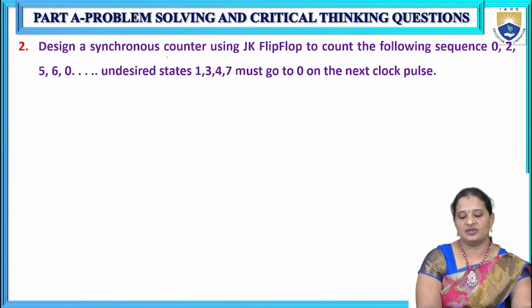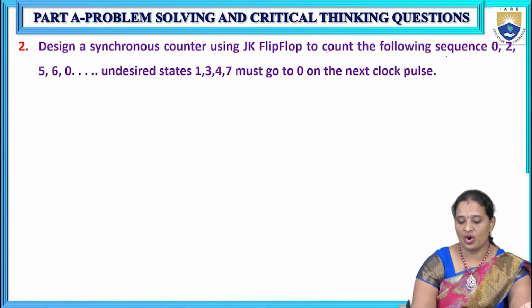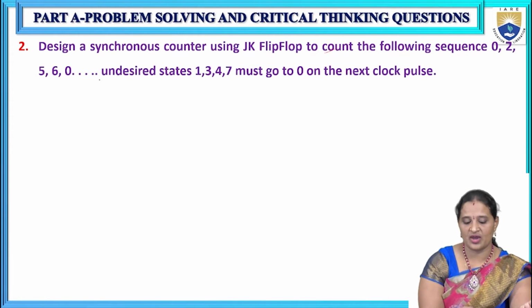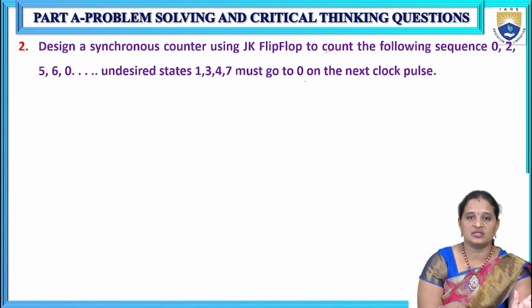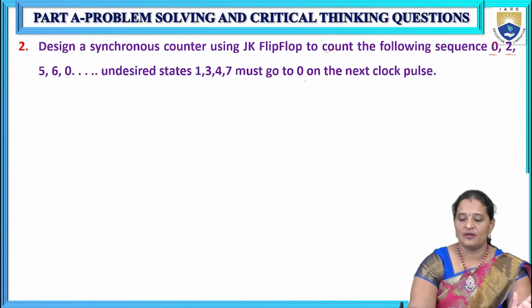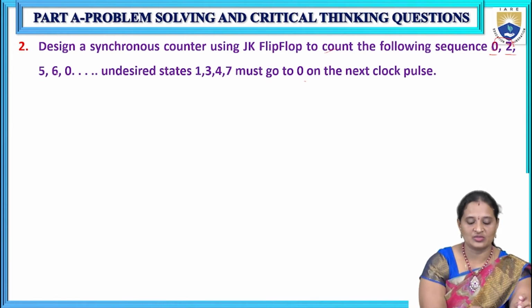Next, design a synchronous counter using JK flip flop to count the following sequence: 0, 2, 5, 6, 0. The undesired states, those are 1, 3, 4, 7, must go to 0 on the next clock pulse. So we should design a counter circuit which can count the pulses in the order 0, 2, 5, 6, 0. Once 0 has happened, then during the next clock pulse the count has to become 2, and during the next clock pulse it has to go to 5. These are all the states the counter has to go through.